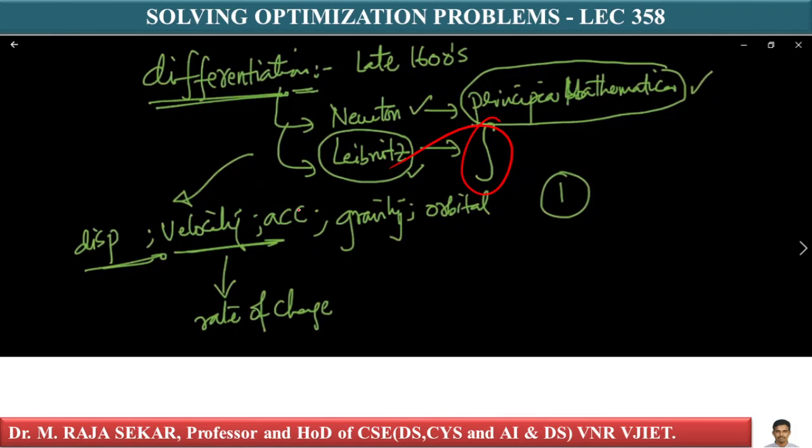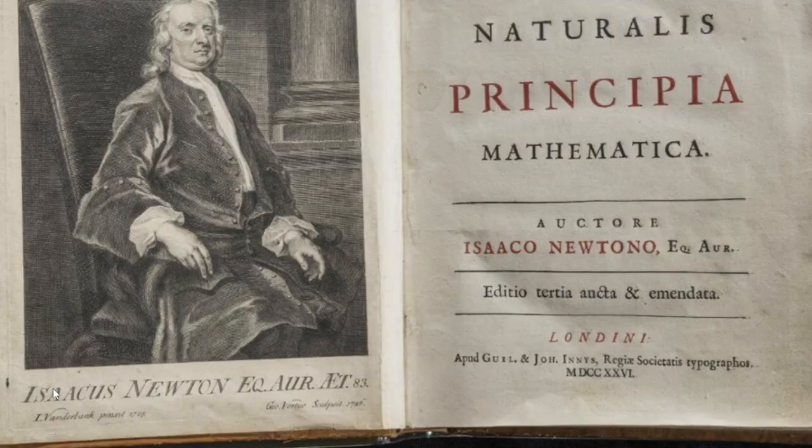Of course, if anybody has read Newton's Principia Mathematica, that is his famous book. Both Newton and Leibniz independently invented differentiation and integration, solving problems like what is velocity, acceleration, what does gravity mean, what are the orbital paths. To answer all these, we need the rate of change of things, because acceleration is the rate of change of velocity, and velocity is the rate of change of displacement, isn't it?